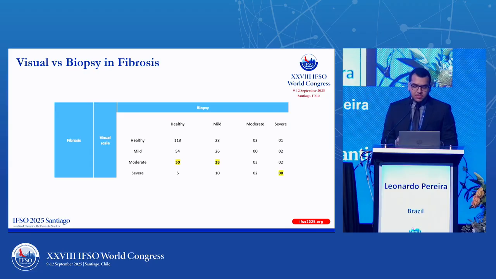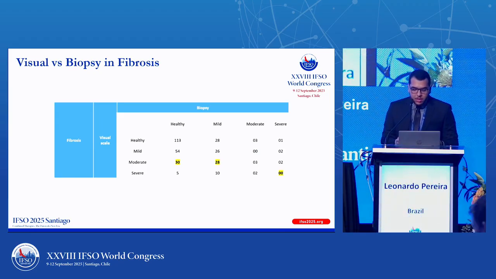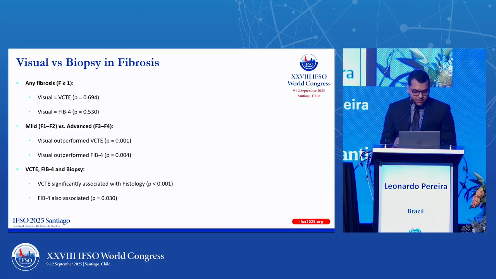Some patients classified as moderate visually had no fibrosis at all, as you see highlighted at the third line of the table. And none of the patients with histologically confirmed advanced fibrosis were correctly identified visually. So, macroscopic evaluation often fails to reflect the true stage of fibrosis, and visual inspection is not an accurate tool to stage fibrosis during metabolic bariatric surgery.